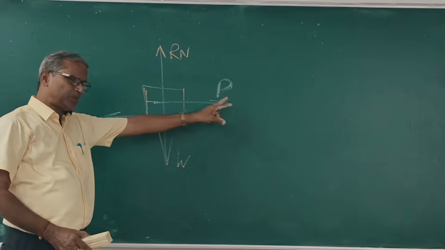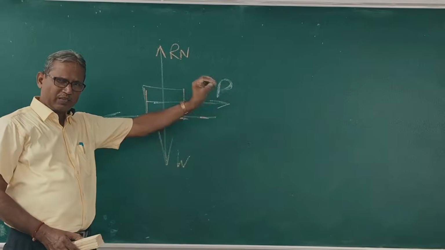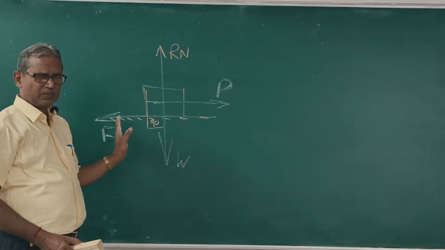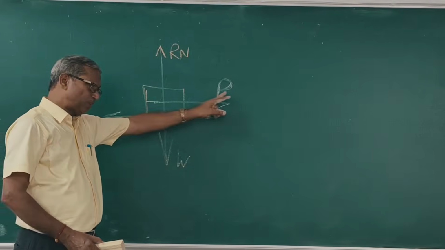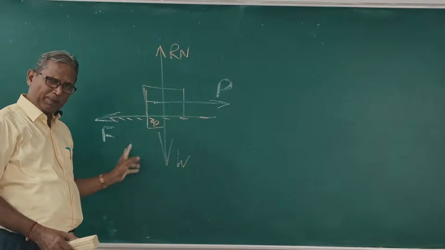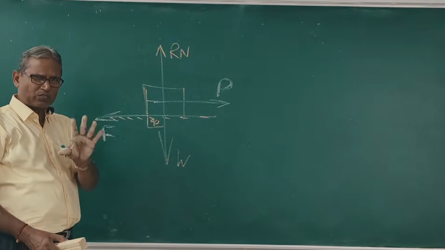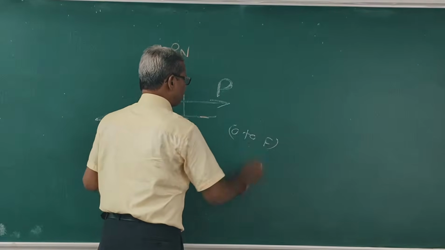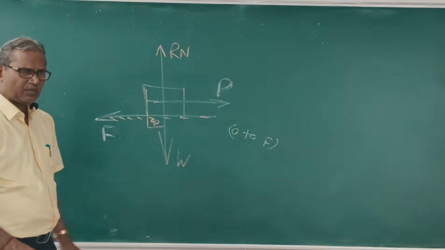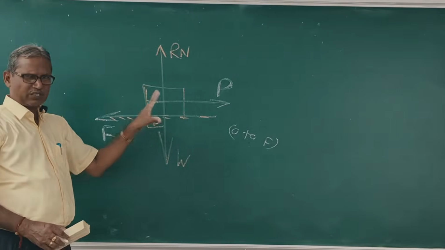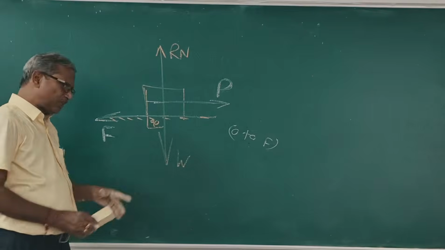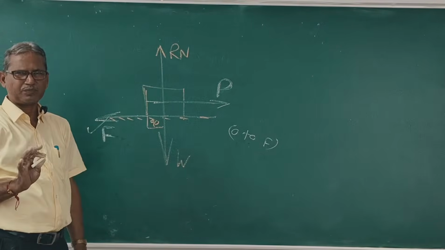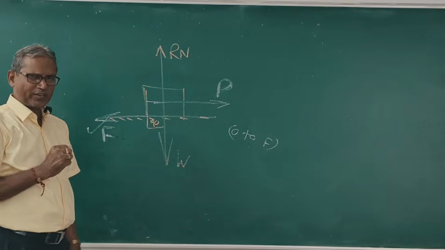This applied force P is less than or equal to F. Its value starts from 0 up to F. Now the body is at rest, in an equilibrium condition. This value of F is called limiting friction. So, I have defined what limiting friction is.